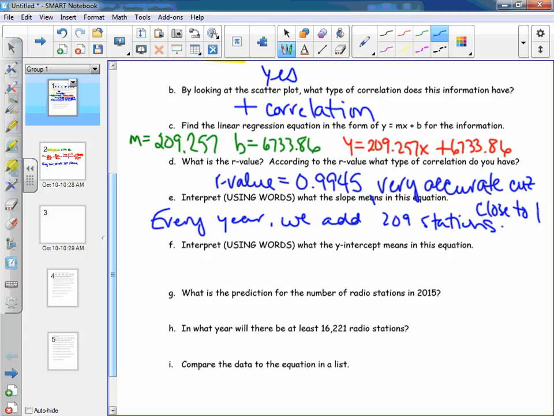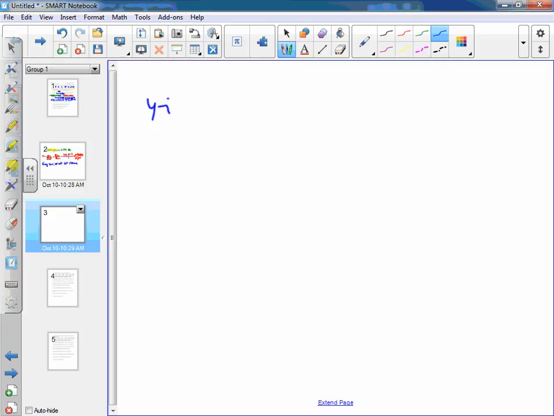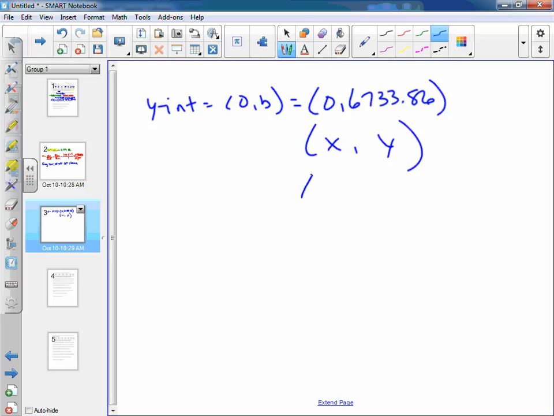Okay, part F. Part F is talking about the y-intercept. Well, y-intercept is actually going to be the point (0, b). And in this case, it's 0, comma what? Okay, that's what I have. Well, this is an ordered pair, correct? More importantly, it's x, comma y. More importantly, x is in a year, hold that thought, and y is a station.